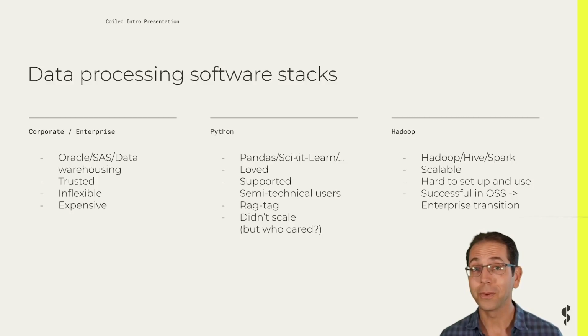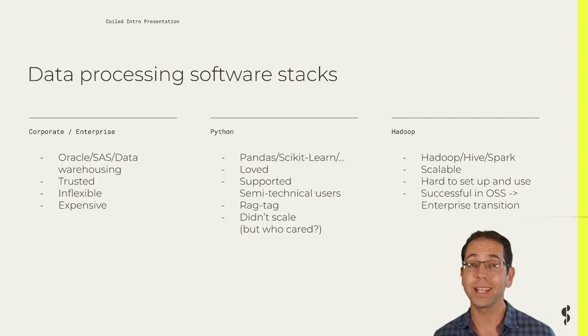Then there was Python, right? And Python was kind of this ragtag team of people who were making really expressive, really exciting algorithms, but weren't really designed for businesses or for enterprise. Python didn't scale, but at the time, no one really cared. No one was working on big data.